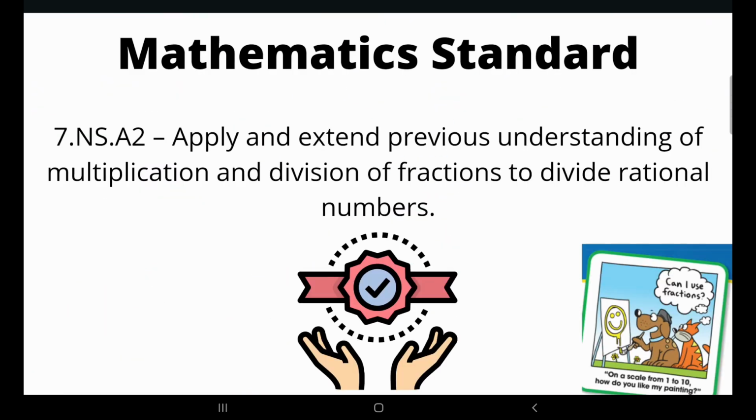Everyone, welcome back. Today we're going to be discussing multiplying and dividing fractions. The standard is 7.NS.A.2, which is apply and extend previous understanding of multiplication and division of fractions to divide rational numbers. This will be a two-part series. We'll start today with just multiplying and dividing fractions, and then tomorrow we'll be doing rational numbers.